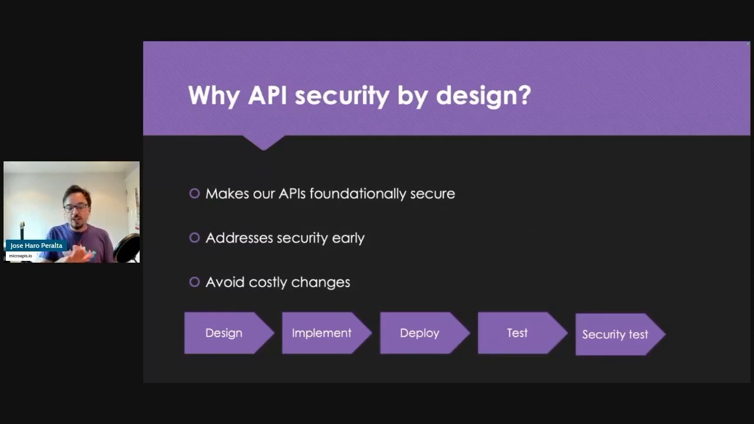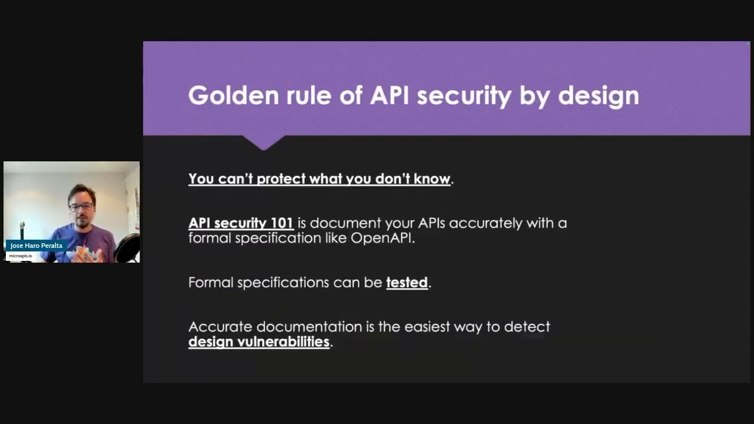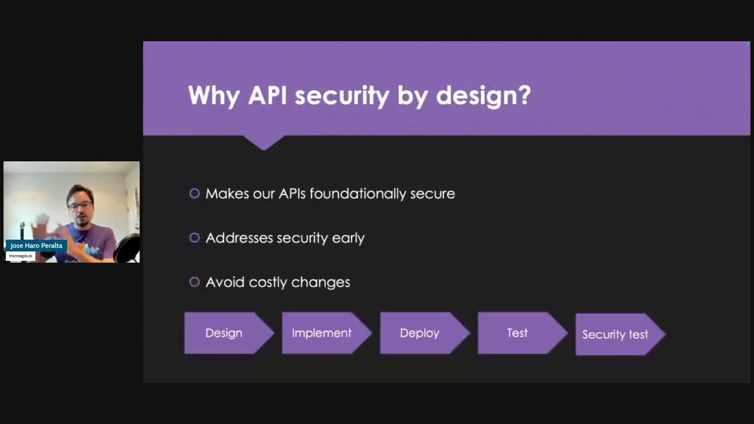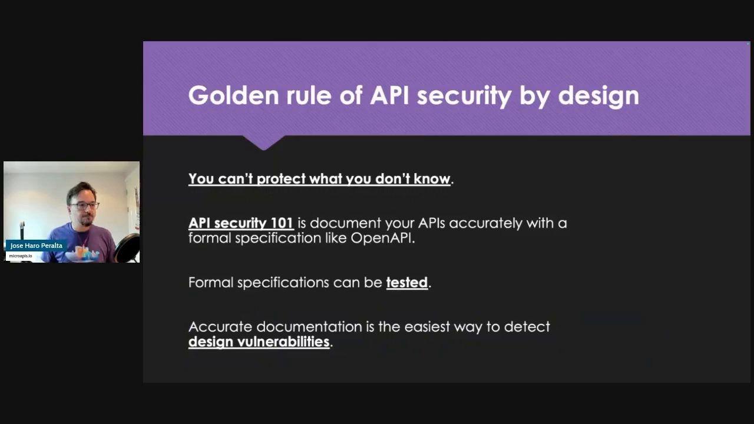So instead of leaving security for the end, instead of doing design, implementation, deployment, testing, and then security at the end, we want to bake security at the beginning, from the design stage. We want to put those constraints. We want to redesign the flows and the operations in a way that we reduce or minimize the chances of those flows and operations being abused.